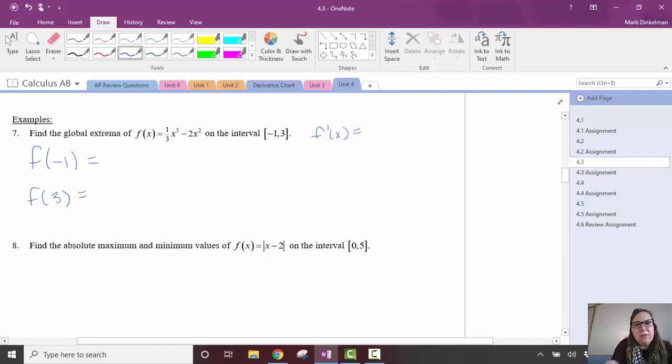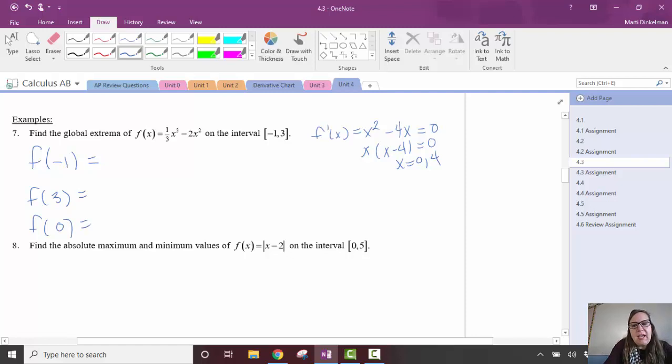So that derivative, drop the 3 down, that's going to become an x squared minus 4x. Luckily, this one is never undefined, but it is 0 in a couple of locations. So x is 0 and 4. Well, 4 is not in our interval, so the other thing we're going to check is just the 0.